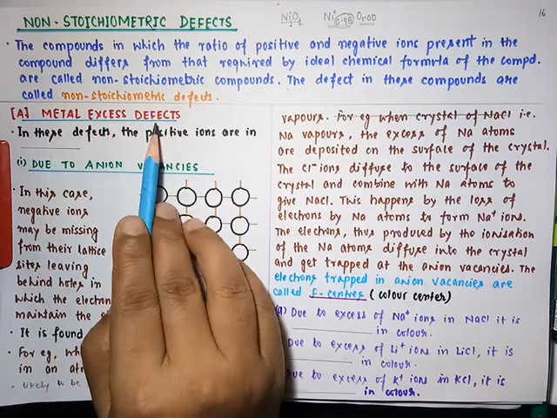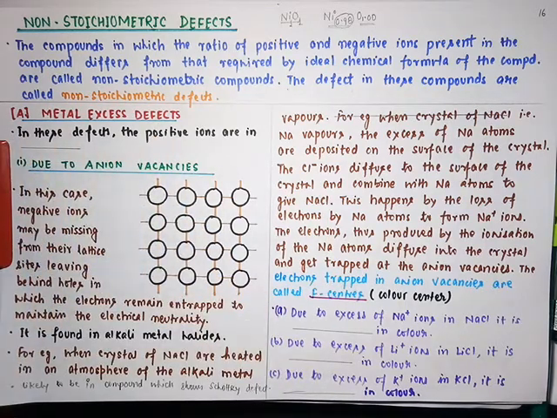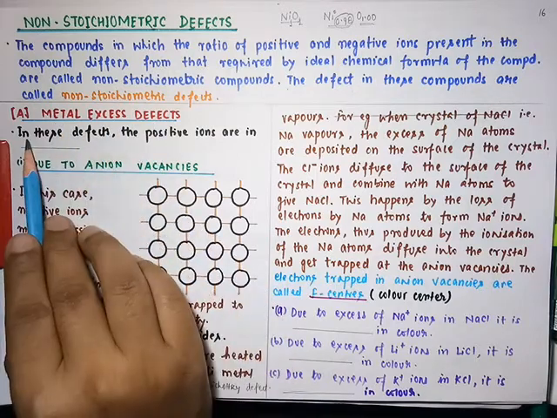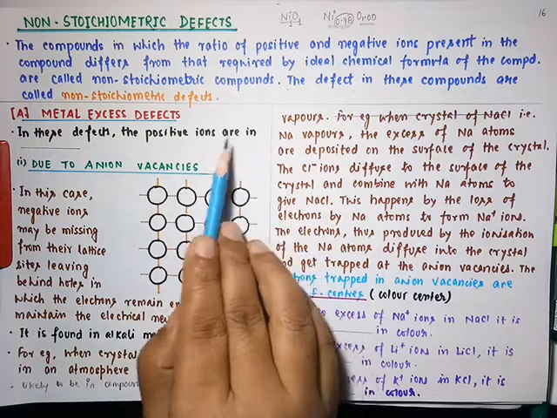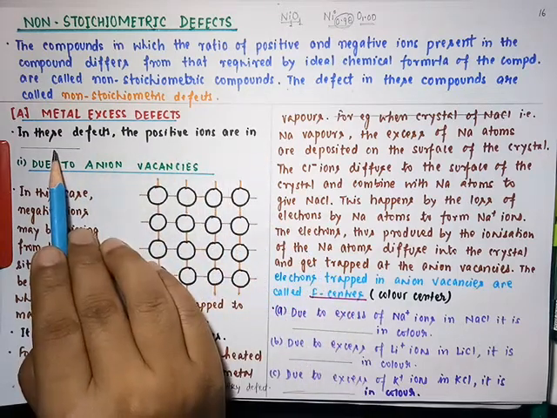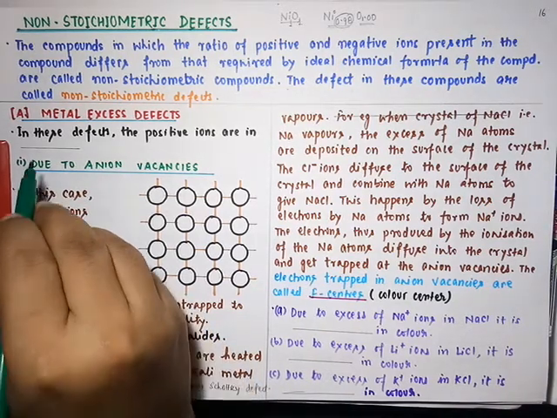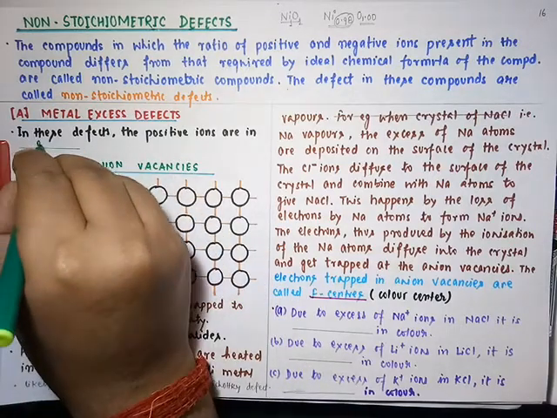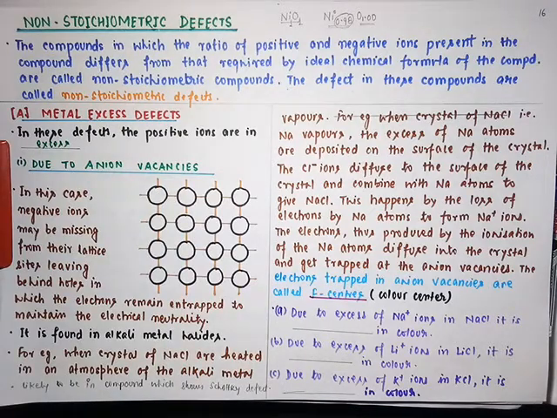This non-stoichiometric defect could be of two types, student. A will be metal excess defect, and B will be metal deficient defect. Now let us first go through metal excess defect. In these defects the positive ions are in excess. I had written a blank here, student. What should be in this blank? Metal excess means cations should be more. So in these defects the positive ions are in excess.